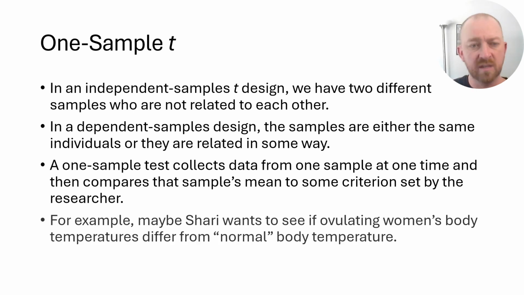So for example, I'll refer to this throughout this presentation. Let's imagine that there's a researcher named Sherry. Sherry wonders if ovulating women's temperatures differ from normal body temperature when they're ovulating. Now, there's actually quite a bit of science behind that in research already. It turns out that when a woman is ovulating, her body temperature does increase ever so slightly, but it is measurable. It increases by about a fourth of a degree or something like that.